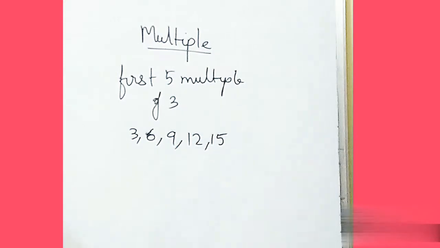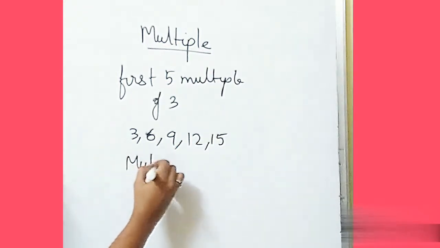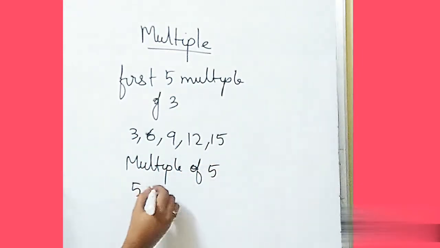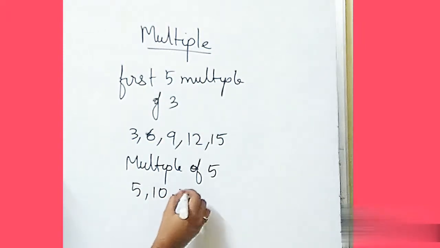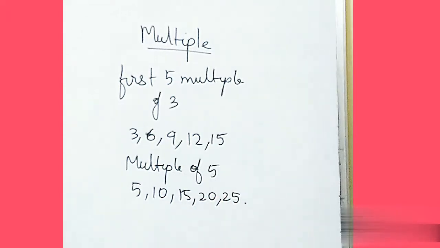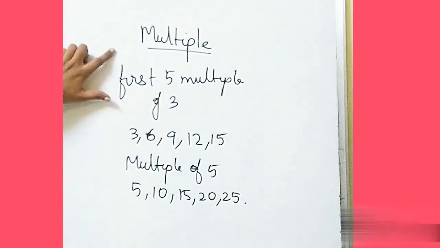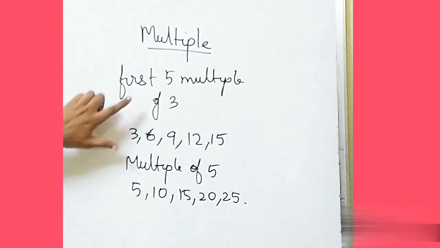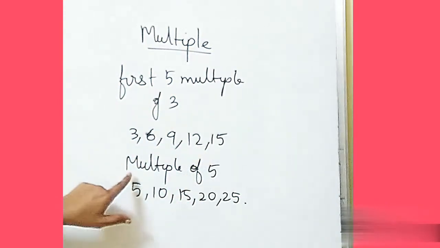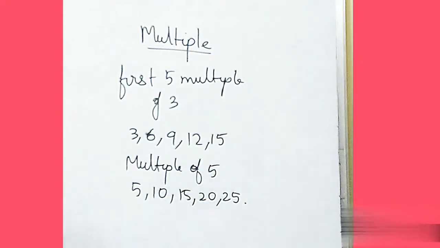It goes on. Say for every number, if I am telling multiples of 5, it starts from 5, 10, 15, 20, 25. It goes on. So a multiple means it is a number which comes in a particular table. Like when I am telling about multiples of 3, I am writing the numbers which come in the 3 table. If I am talking about multiples of 5, I am writing the numbers which come in the 5 table. This is what multiple means.